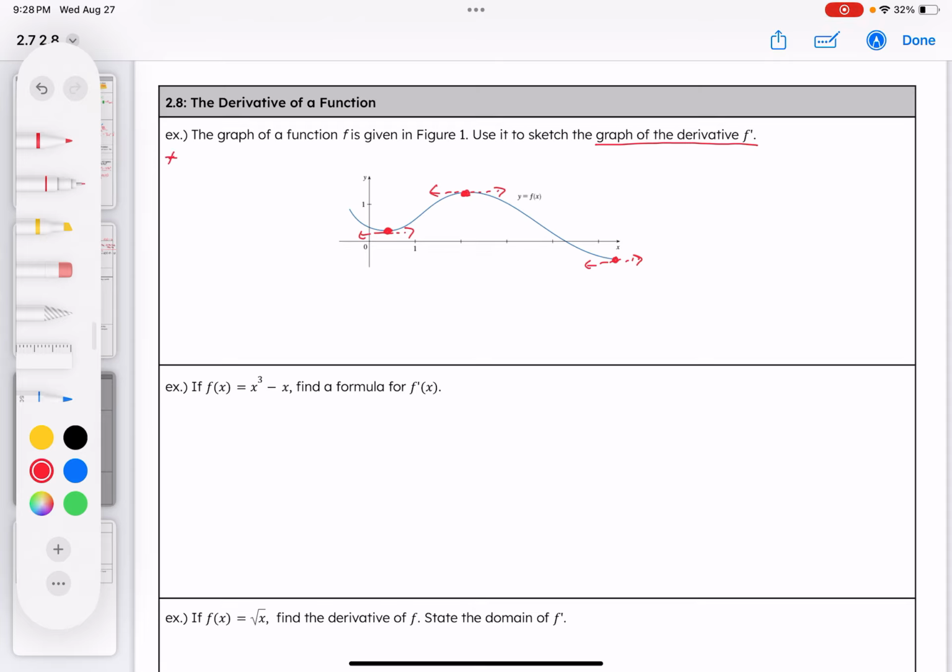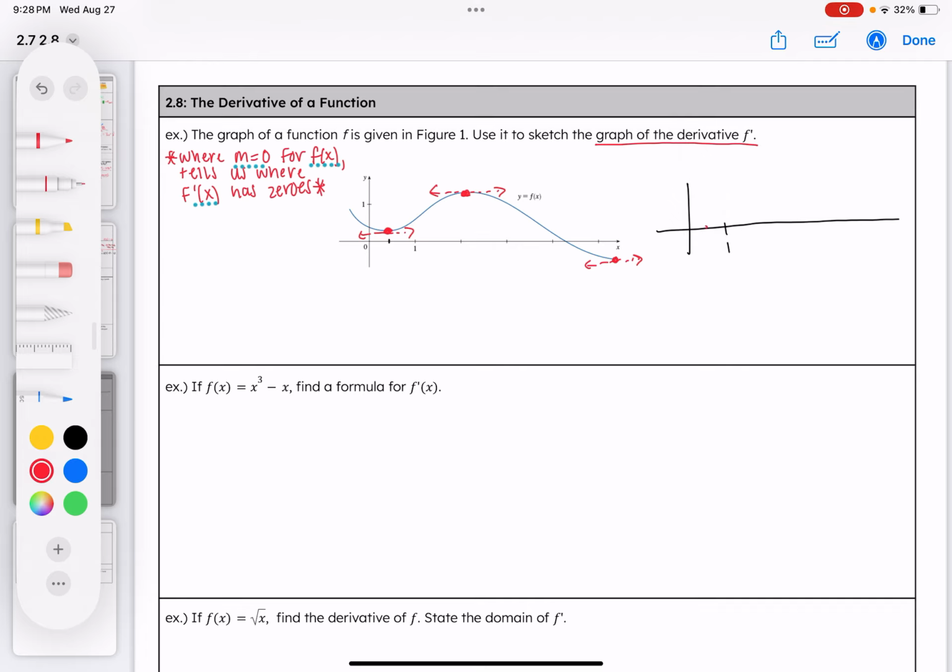So where your slope is equal to 0 for your function f of x, this tells us where your derivative, or f prime of x, has zeros, so where it's crossing your x-axis. If I come over here and I draw a graph, I have a slope of 0 on my original function at about 1/2.